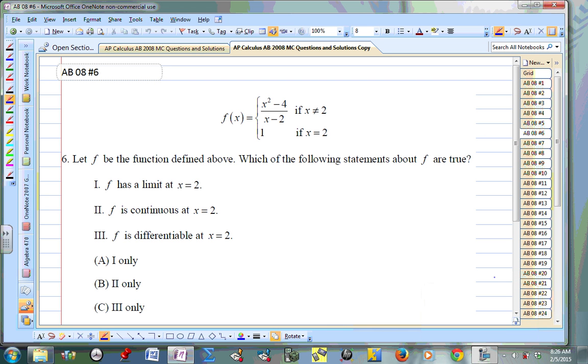Well, in problem number 6, we're given a piecewise defined function, and 3 statements are listed, and we have to determine which, if any, of these statements are true. So let's start with statement number 1. Let's see if the limit exists.